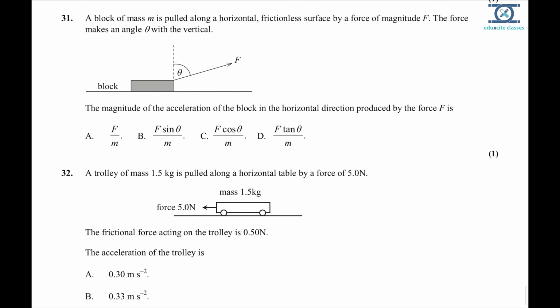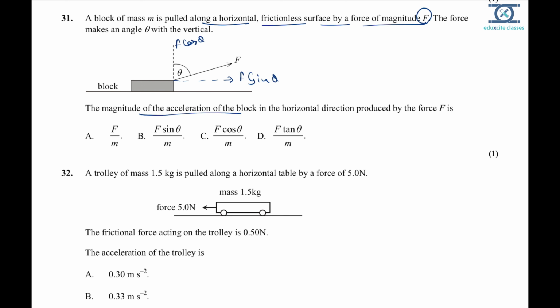Question number 31, a block of mass M is pulled along a horizontal frictionless surface by a force of magnitude F as shown. Okay, so we know that we have to resolve these forces. This is the theta, so this will be F cos theta. Always remember the component along the angle is the cos component, and the component at 90 degrees to it will be your sine component. So this is F sine theta.